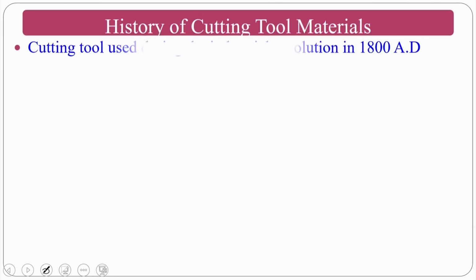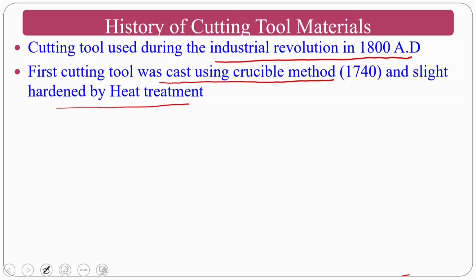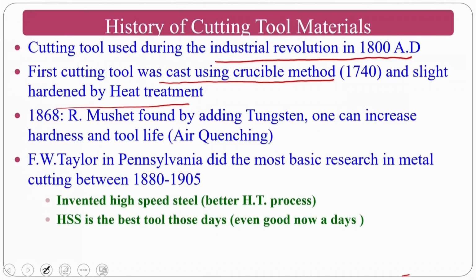The history of the cutting tool materials. The cutting tool was used during the industrial revolution, that is 1800 AD. The first tool was cast using the crucible method and slightly hardened by heat treatment. Mushet found that by adding tungsten one can increase the hardness of the tool, that is air quenching. F.W. Taylor in Pennsylvania did most of the basic research on metal cutting between 1880 and 1905, and invented high speed steel.